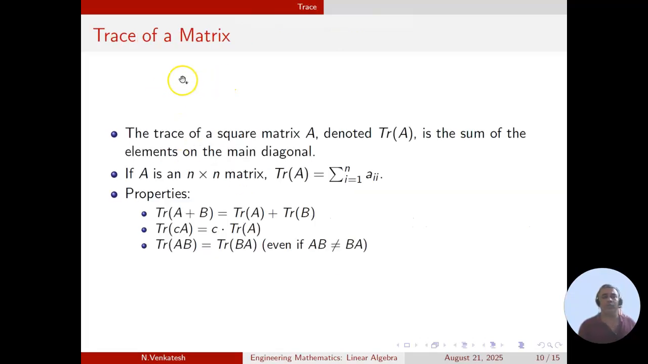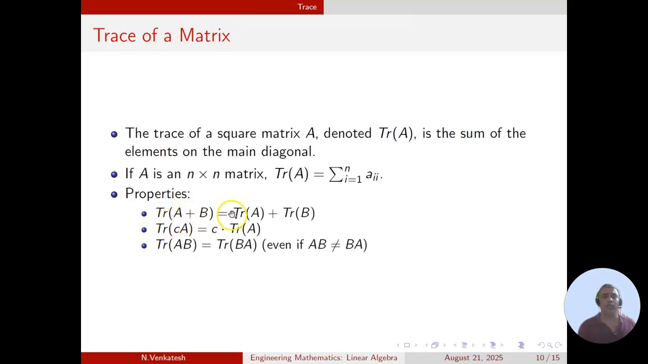Now we define something called a trace operation on a matrix. So trace is defined for a square matrix. It is a sum of the elements of the main diagonal. As we know, the first row, first column element, second row, second column element, third row, third column element, fourth row, fourth column element, and so on. Those are the main diagonal elements. If you add all those, then it becomes a trace.